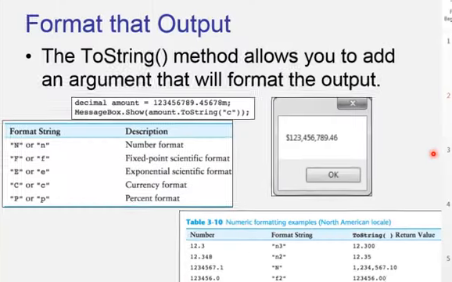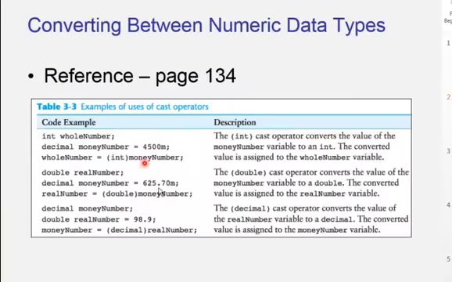Well, we're not always converting from a numeric to a string. Sometimes you need to convert from one type of numeric data type to another type of numeric data type. You'll find this on page 134. And this is known as casting. So to cast, you're going to put in parentheses in front of the variable that you're trying to cast the data type you want to cast it to.